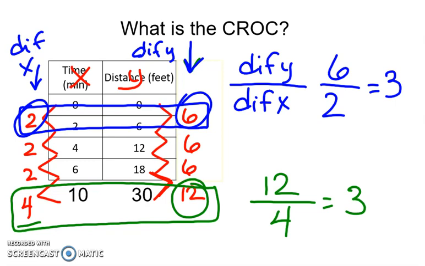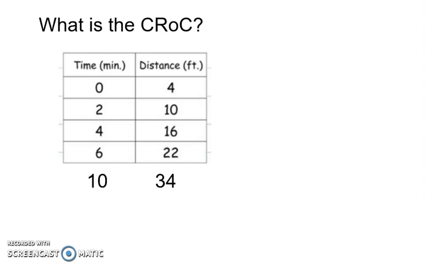You should check a couple points just to make sure that it's a constant rate of change, that we're getting the same answer every time. But in this case, the constant rate of change would be 3. The difference in y over the difference in x. Okay, let's look at one more example here.